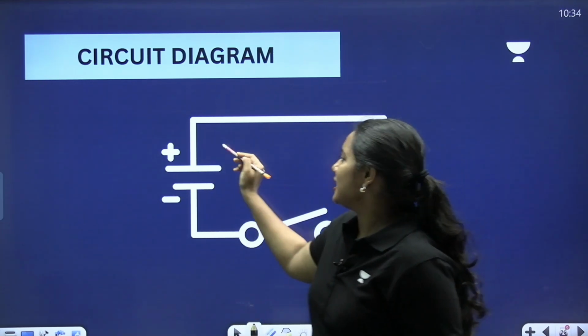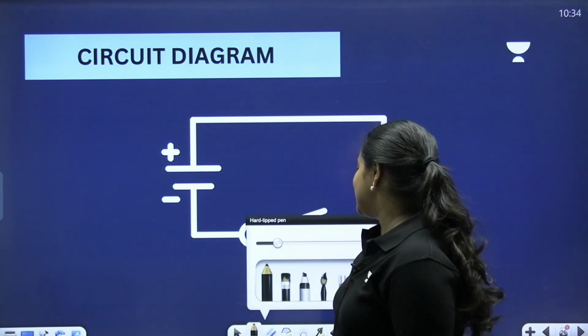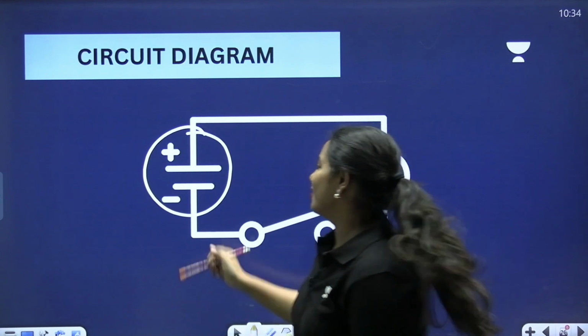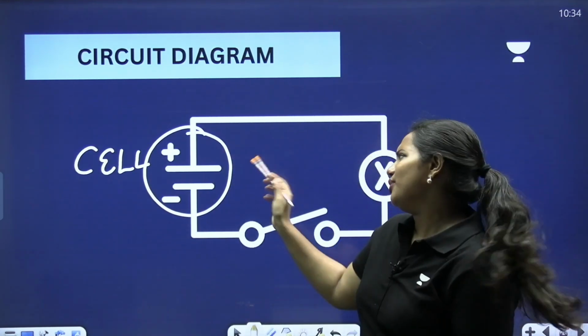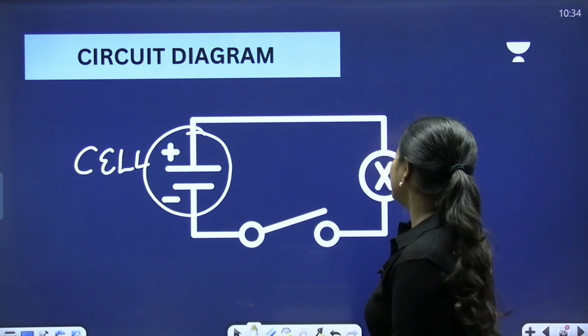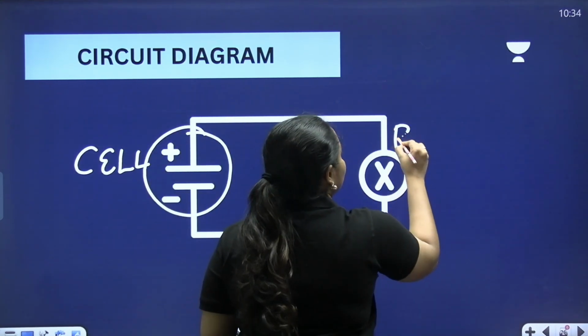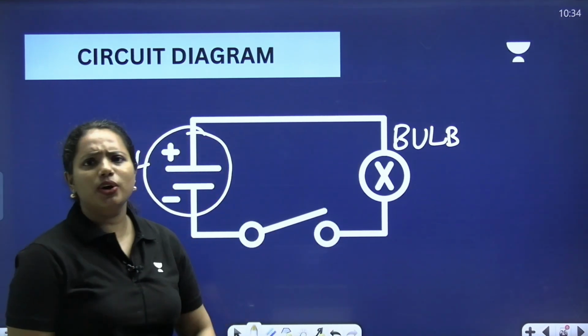So look at it. Could you please identify what kind of component it is? Please. It's nothing but a cell, right? You can see that there is a positive terminal, there is a negative terminal, and you can definitely identify that it's a cell. And what about this one? Yes, it's nothing but the bulb. Okay, this is the bulb. And what about this one?